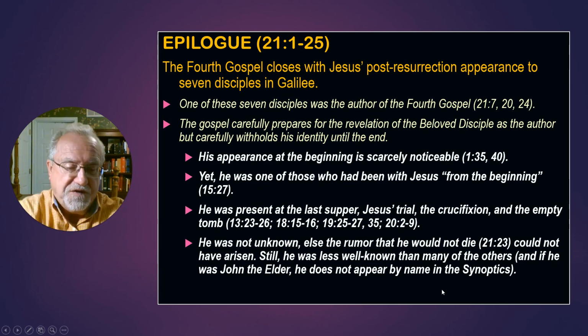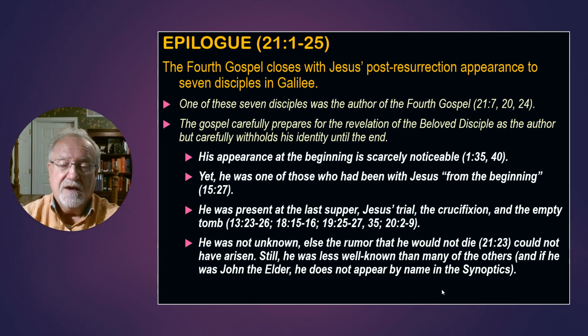Now, this person, whether we think of him as John Bar Zebedee or John the Elder, he certainly has to be known in the early community. If he's John Bar Zebedee, of course, he's well known because he's one of the 12 apostles. But even if he should be John the Elder, the idea that there was a rumor among the early Christians that he would not die, that seemed to suggest that he has to be well known, even if he's John the Elder. So again, we don't know for sure whether he's John the Elder or John Bar Zebedee.